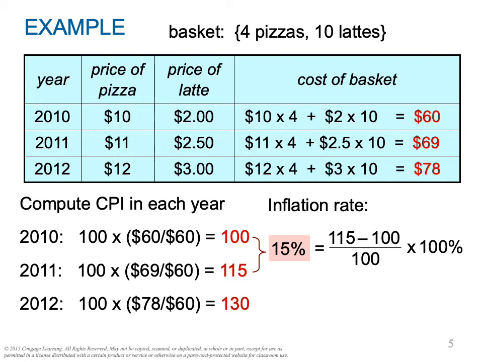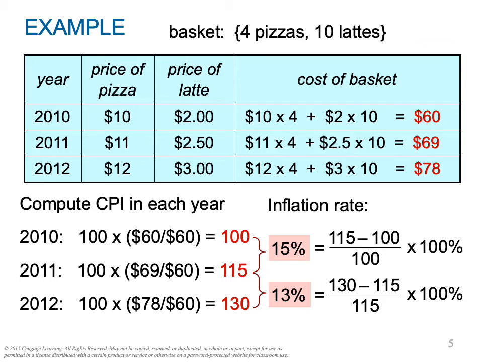We can see 100 to 115. Now, unfortunately, this only works when you're making comparisons to the base year, as we will see in the next inflation rate. So here, the difference between the CPIs is not necessarily equal to the rate of inflation.